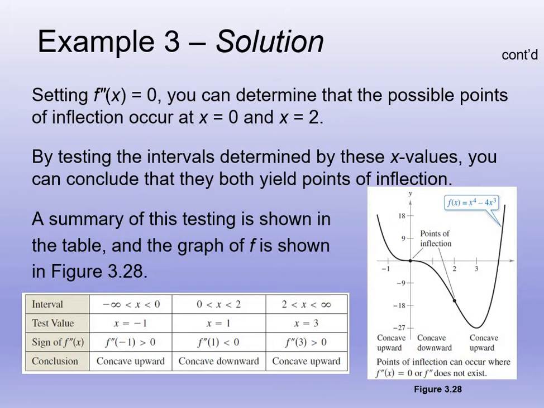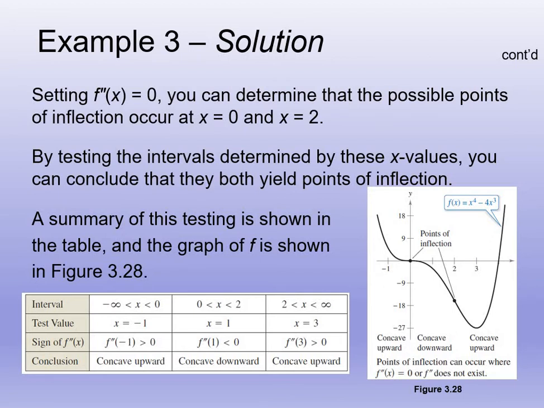If we look at the third interval, 2 to infinity, we're going to arbitrarily test x equals 3. It's a good number to plug in there. Like I said, if you wanted to choose 10, you could choose 10. But f double prime of 3, when you substitute that in, ends up positive, so we can conclude it's concave up on that interval. And we can see all this if we take a look at the graph on the right hand side, where we can see where the points of inflection are.